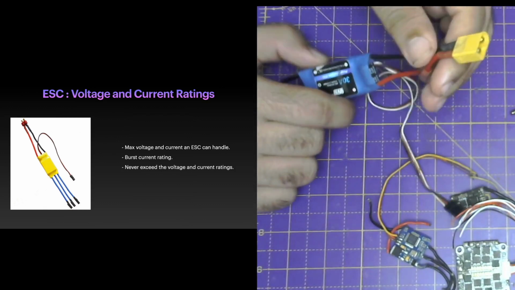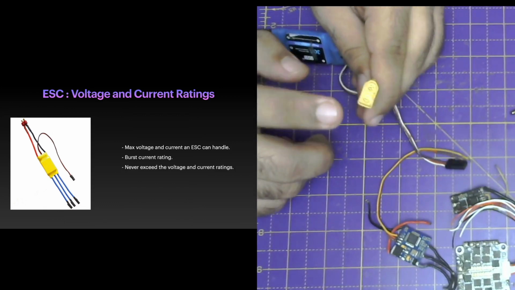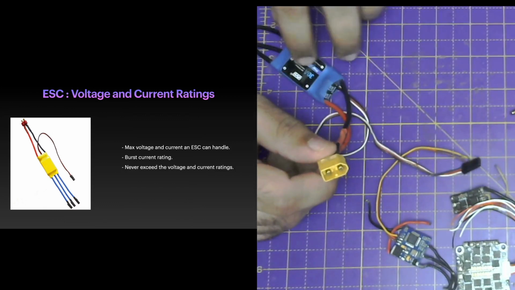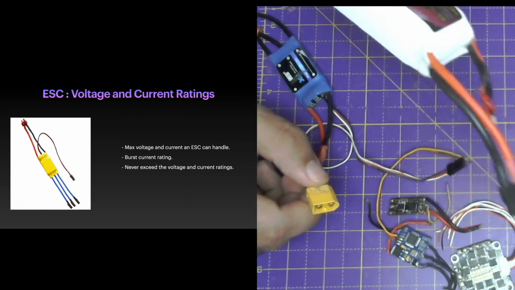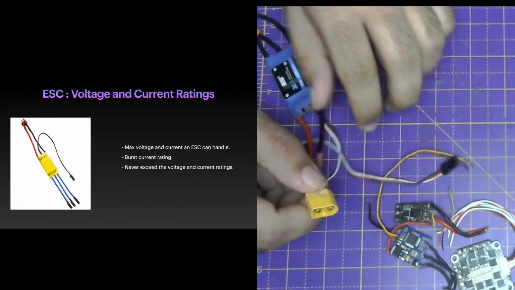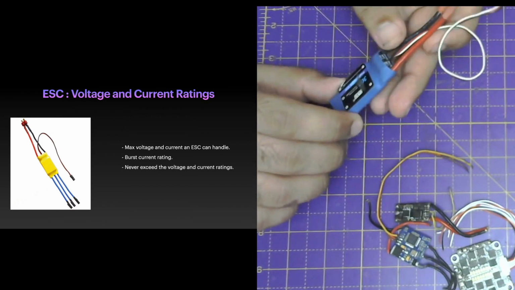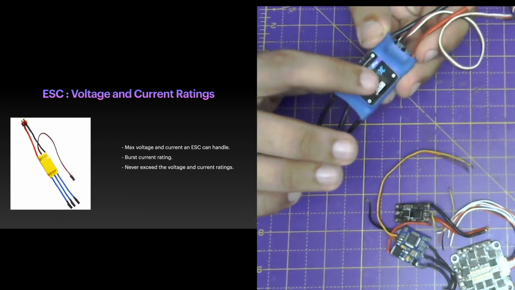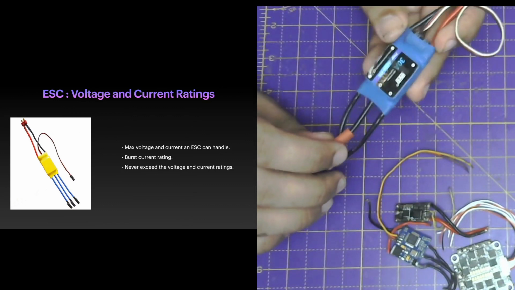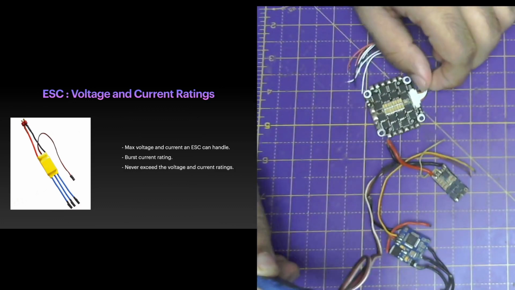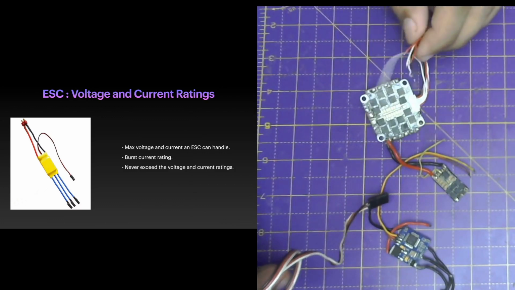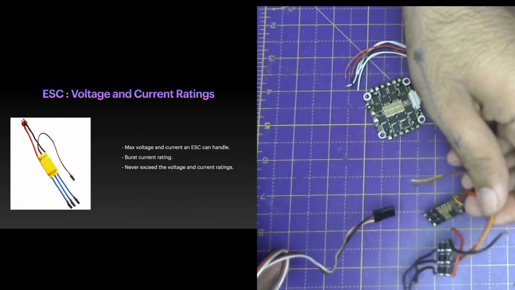And the voltage limit is nothing but what battery I can apply to it. So this is saying 2 to 4S, so I can apply a maximum 4 cell battery, and I cannot go beyond 4 cell battery. So if you want to use a 22 volt system or a 6 cell battery, you cannot use this ESC. Then you need to go for something like a 6 cell ESC, so this ESC can support up to 6 cell. So you need to figure your system out.